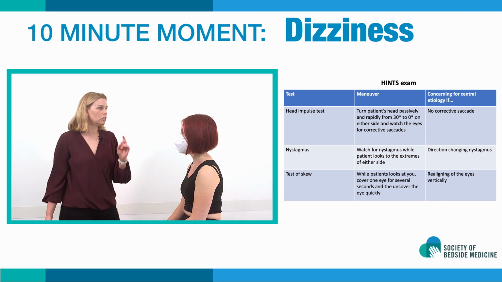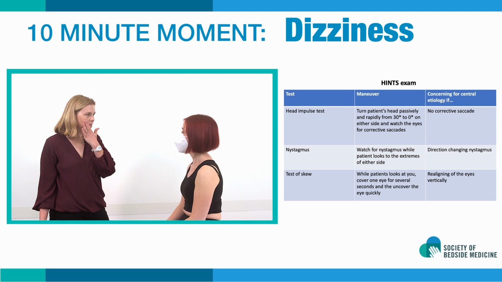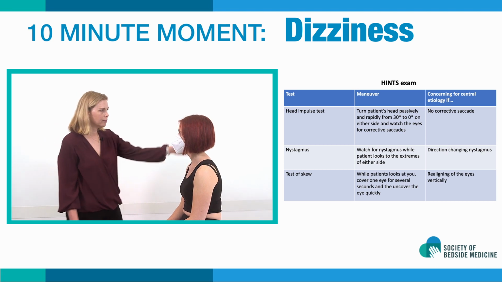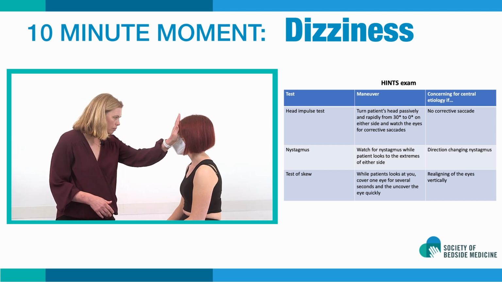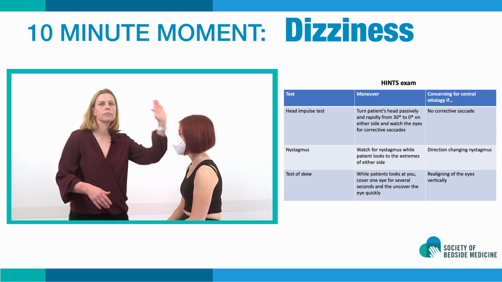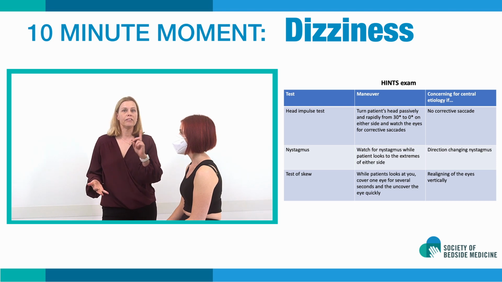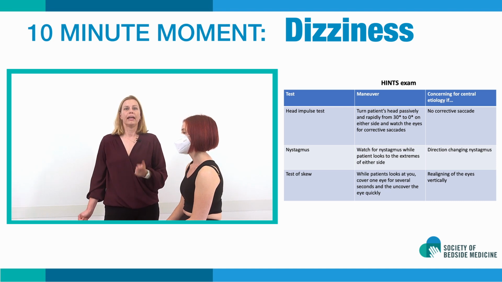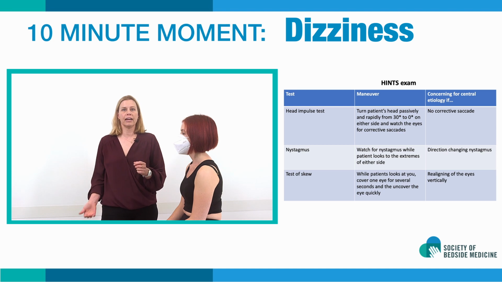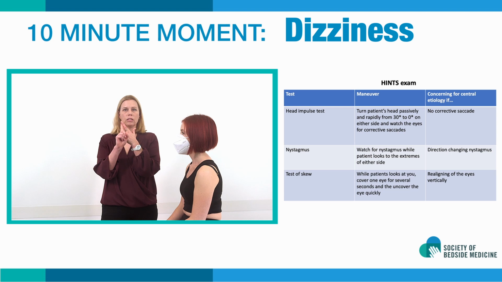The last part of the HINTS exam is the test of skew. Next, I'm going to see what your eyes are doing when I cover and uncover them. So continue to look at me. If the eye that has just been uncovered has deviated and needs to vertically realign, that's abnormal and concerning for a central lesion. If any of the three clinical signs, which are a normal head impulse test, direction-changing nystagmus, and skew deviation are present, you need to be concerned about the central lesion causing the vertigo.